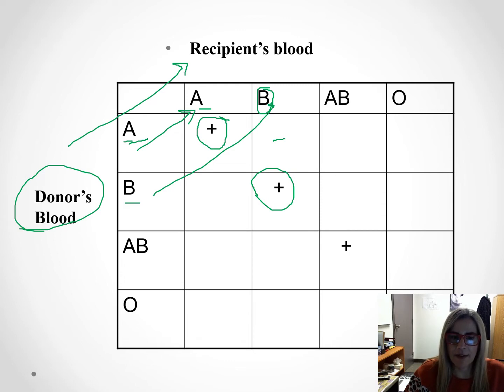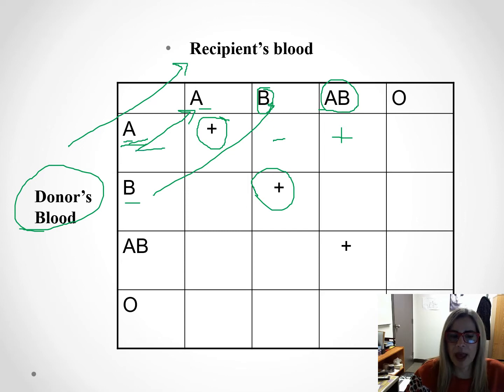Because if a person with type A blood donates to a person with type B blood, the person with the B blood receiving that transfusion is going to make antibodies against that A antigen. Now, can a person with type A blood donate to a person with type AB blood? The answer to that is actually yes, because if a person is type AB, that means they have both antigens, and so they're not going to make antibodies against that A blood.